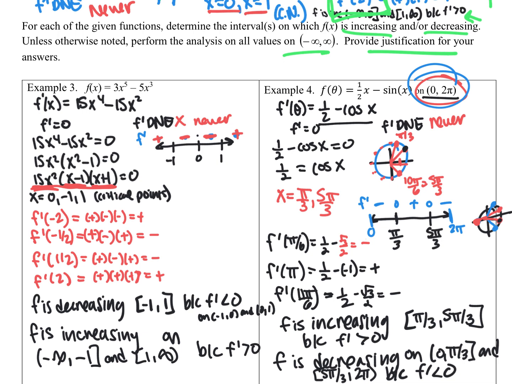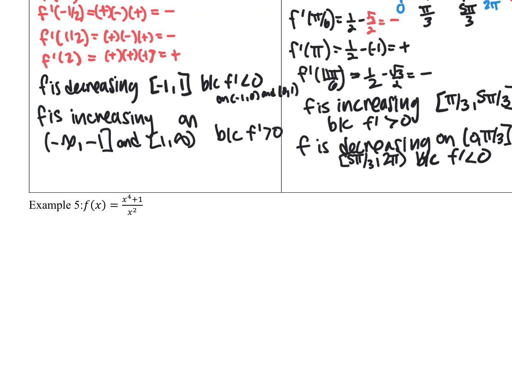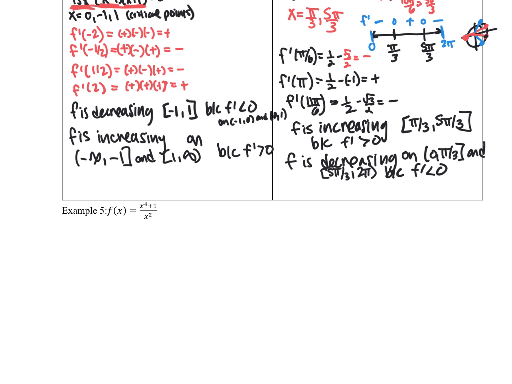Okay, so now one more example where some weird stuff happens. That last example was not weird, besides the fact that it was trigonometry. All right, so here we're going to see where the derivative is equal to 0 or does not exist, so we need the derivative. We'll have to use the quotient rule here. We'll do low d high minus high d low, all over the square of what's below.